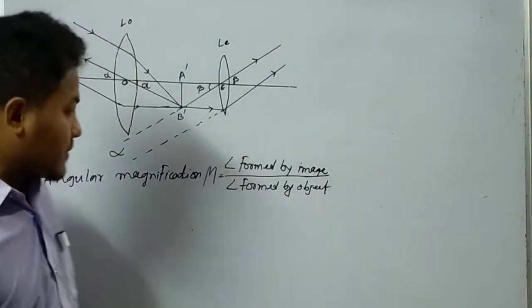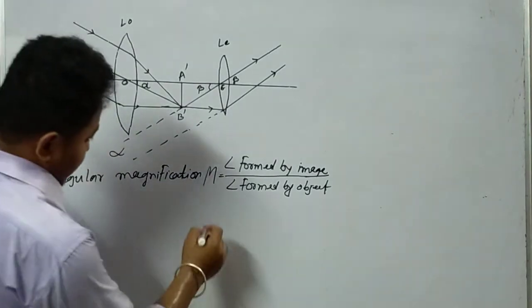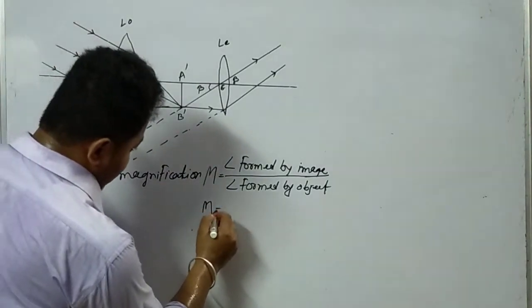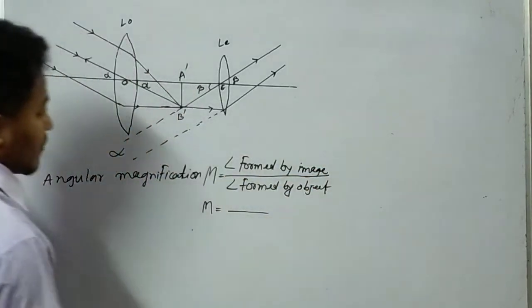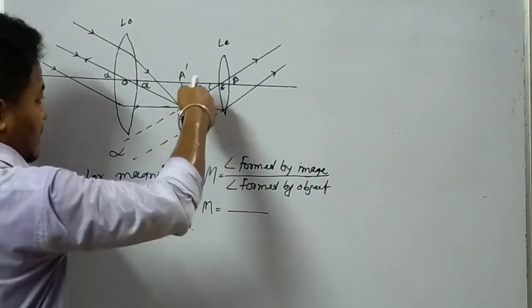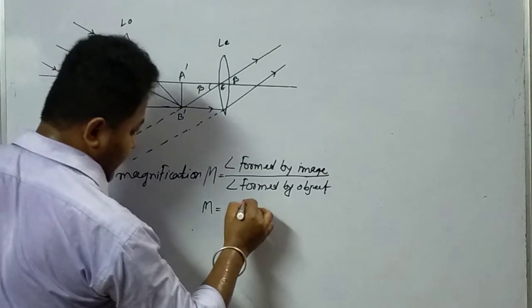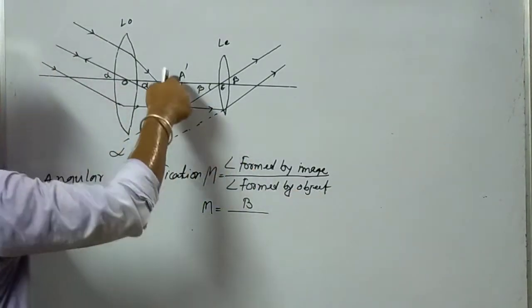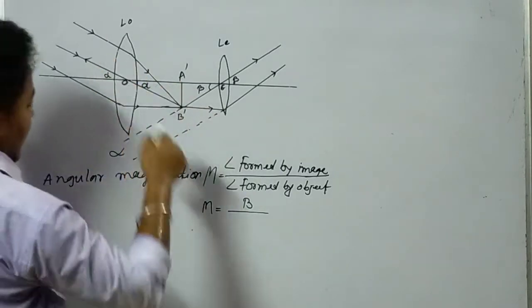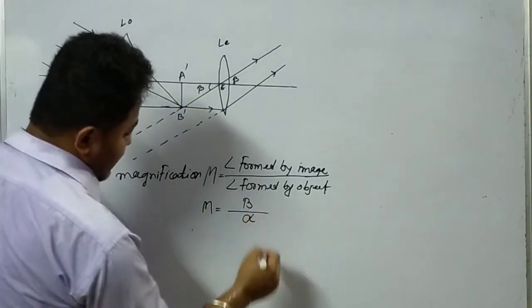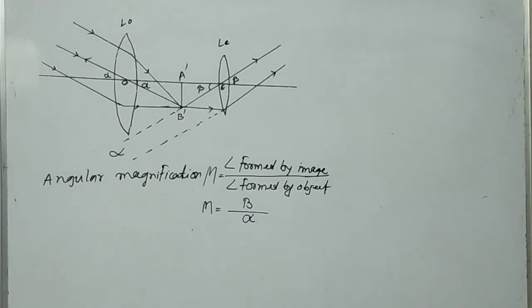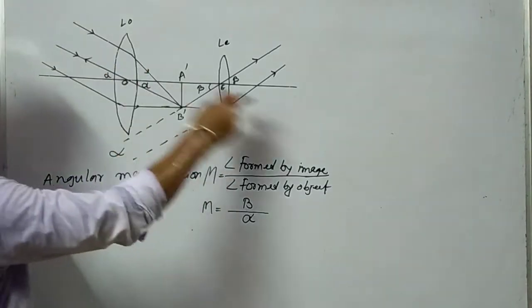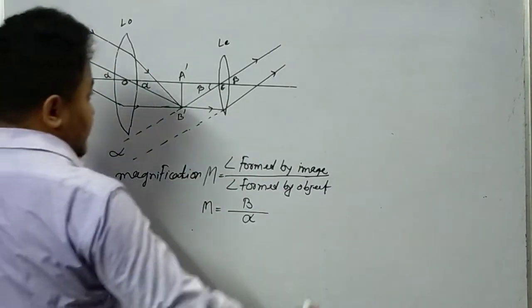This is a quite simple phenomenon. So as we found, M is equal to, what is the angle formed by the image? The image is forming an angle beta, so I am writing here beta, upon the angle formed by the object. By the object, the angle is formed like that, this is alpha. So M is equal to beta by alpha. Finally we have got this. If these angles are too small, then what can we write?